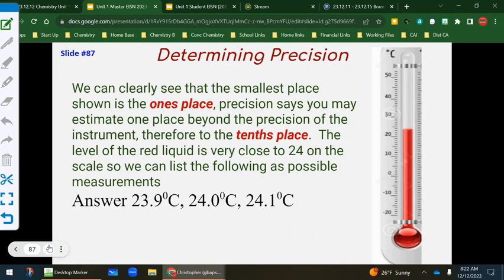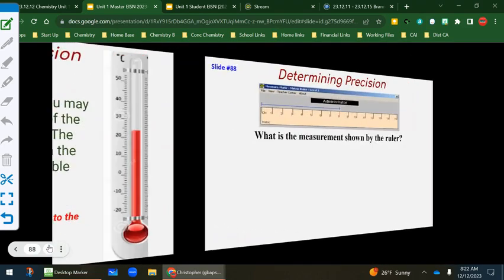So maybe Cynthia writes down 23.8. Maybe Nadia would write down the same number. Miro, you write down 23.9. Brinley writes down 24.0. All of them are correct, even though they are slightly different. That's uncertainty, ladies and gentlemen. That's the third thing shown in any measurement. All of these answers are acceptable because you can estimate in the tenths place.